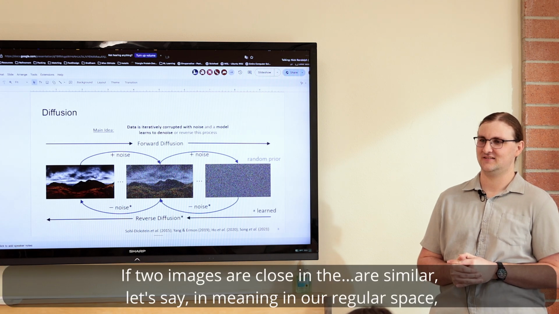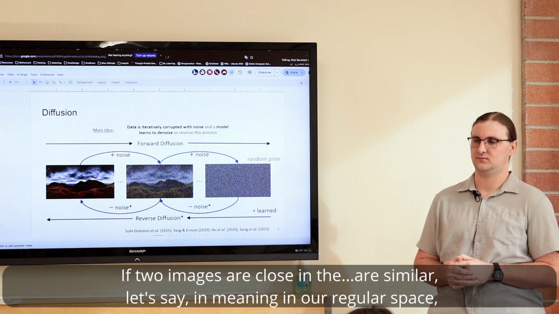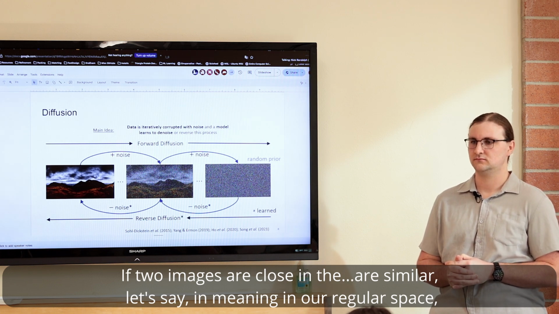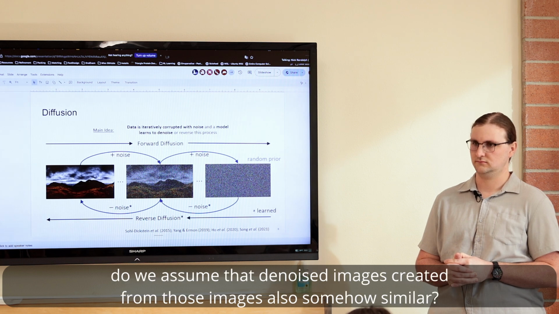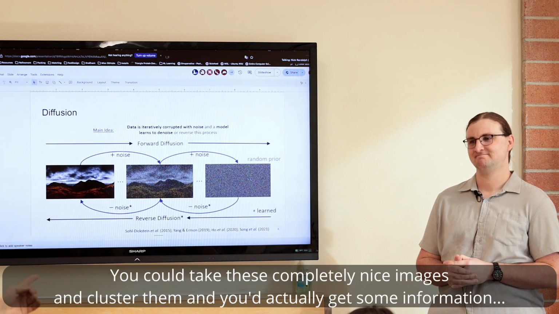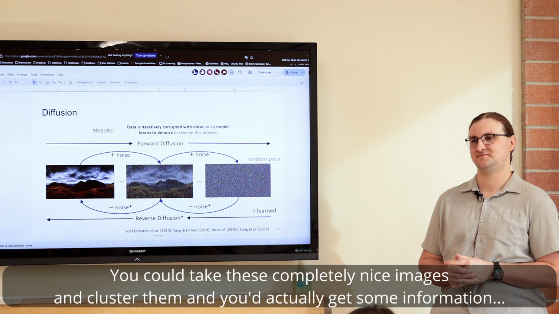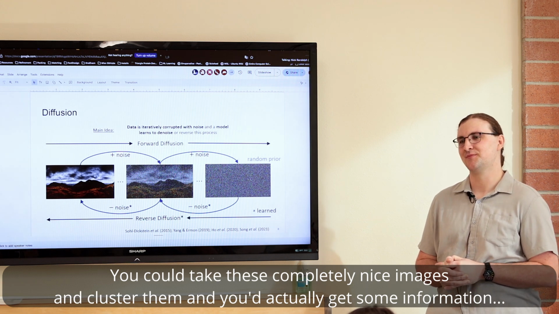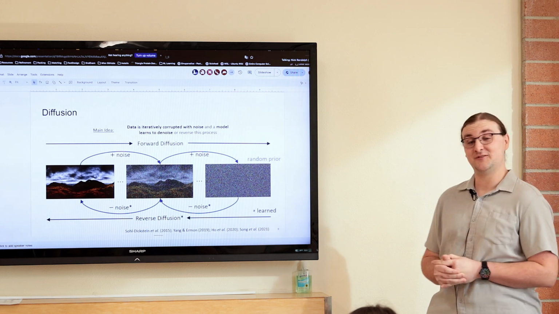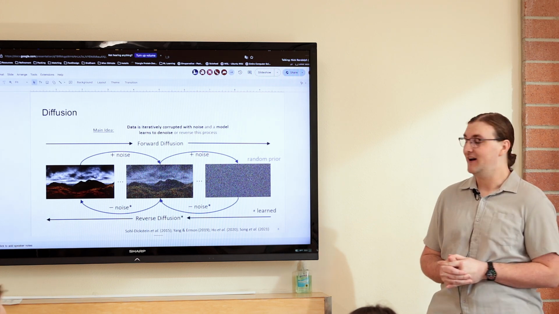If two images are similar, let's say in meaning in our regular space, regular images, do we assume that the noise images created from those images are also somehow similar? And you could take these completely noised images and cluster them, and you would actually get some meaningful information. I see what you mean. Is it some kind of embedding? Yeah, so that's a very interesting question, and kind of, yes.